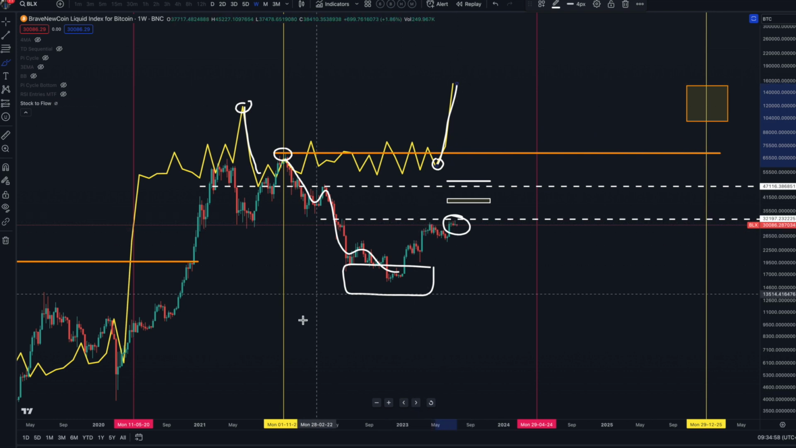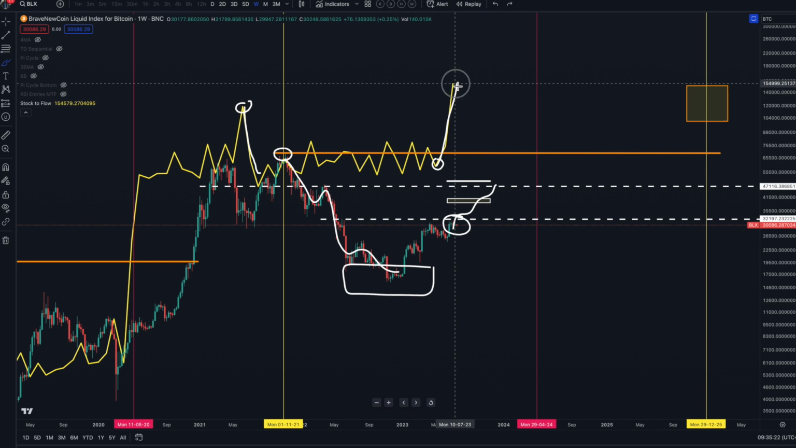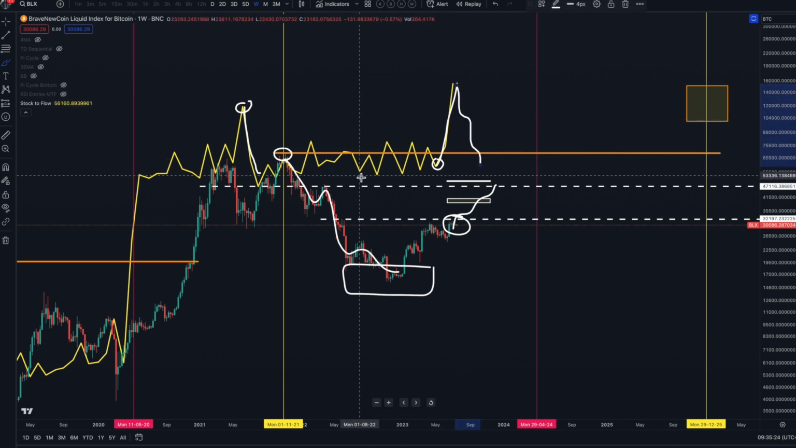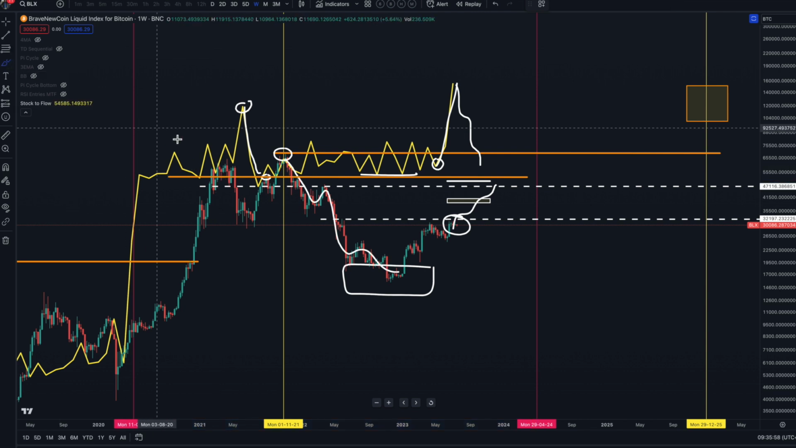So what I would expect is that as the price rises, I would be expecting the stock to flow line to fall back down to these levels here, around about the bottoms of these troughs here, at around about the 54,000. And that brings it right up to this resistance point here. So if you look at this line, you can see there's a lot of price action around the 52, 53, 54 level. This is the resistance here and quite a lot of resistance over here as well. And quite a bit of support over here.